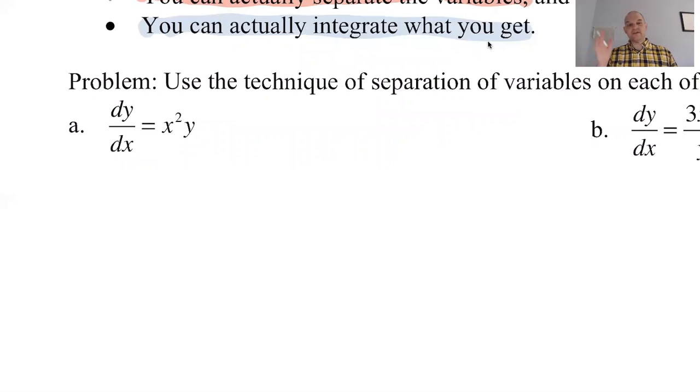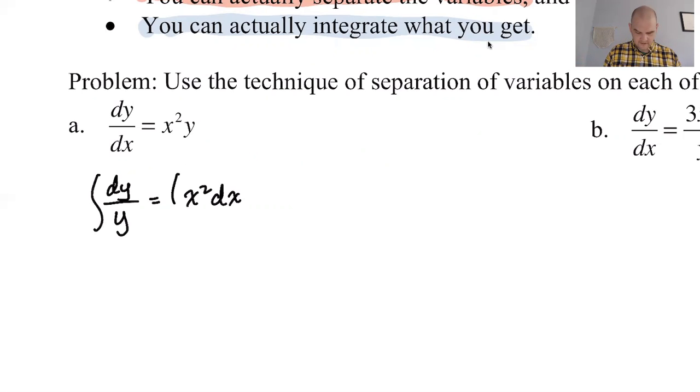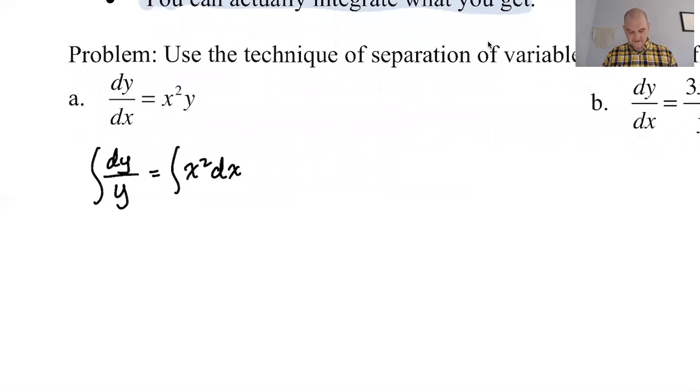So first up is you want to separate. So divide both sides by y, multiply both sides by dx. So I get dy over y is equal to x squared dx. Okay, so now everything with a y is on one side, everything with an x is on another side. Two separate integral problems, you just do them. So integrate, integrate. On the left-hand side, I recognize it, right? I have 1 over y dy, so that's going to be the natural log of the absolute value of y is equal to 1/3 x cubed plus c.